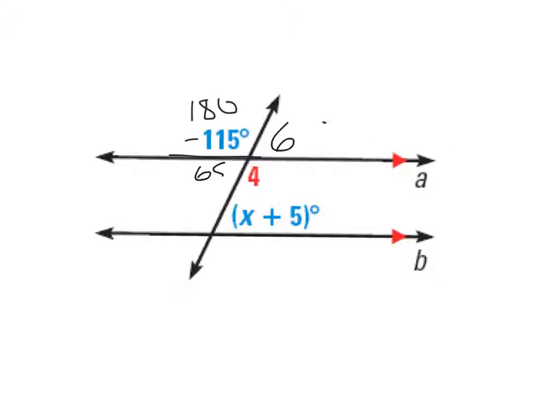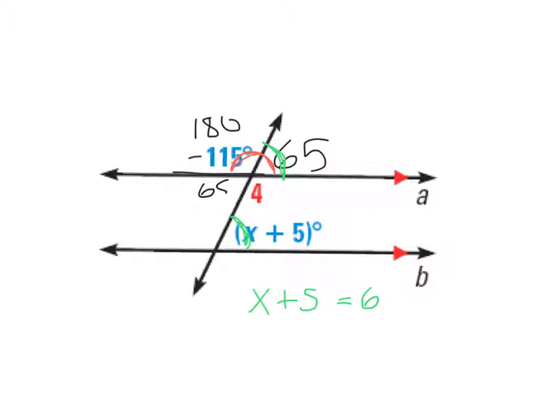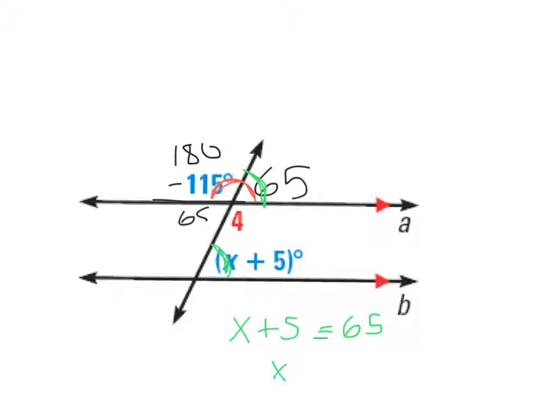So you're saying these two are a linear pair. Okay, good. So that's 65, and then you subtract 5. Good. So then these two are corresponding. x plus 5 would equal 65, and x would equal 60. Anybody see it differently? Because there's more than one way to do that.